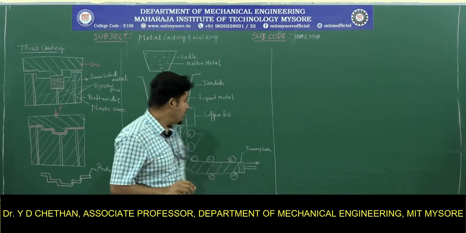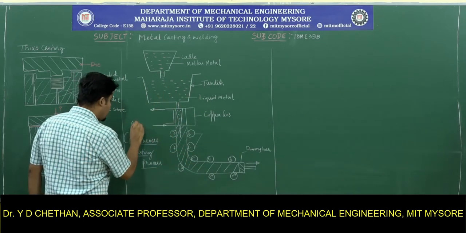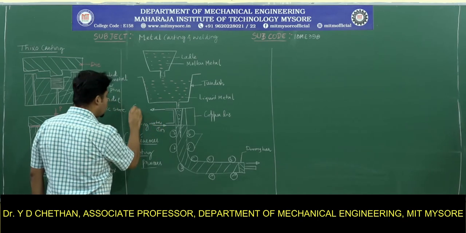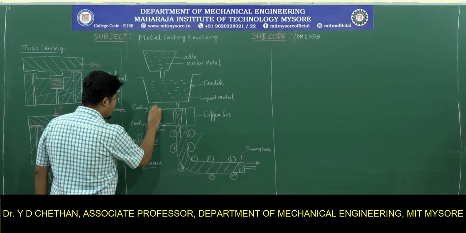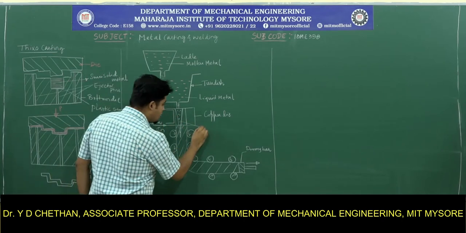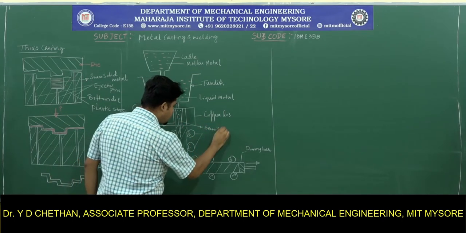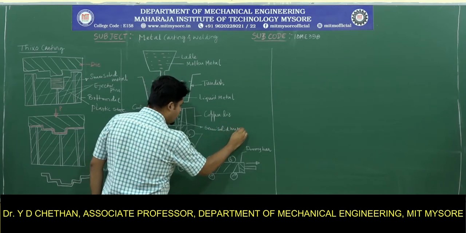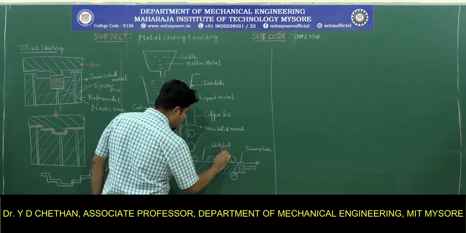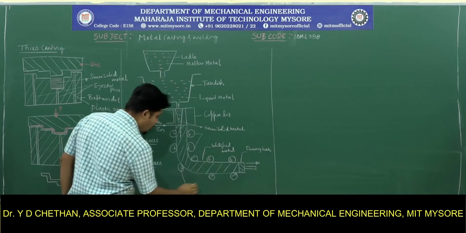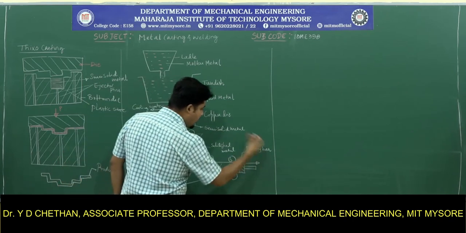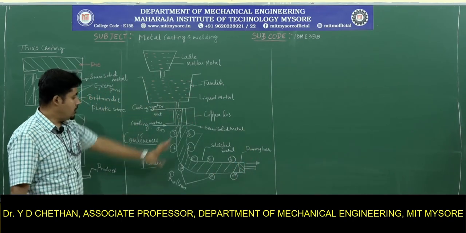Then it has some channels through which you can pass the cooling water in, and here the cooling water out. This is semi-solid metal, this is solidified metal. These are the rollers. This is the dummy bar. So these are all the elements.